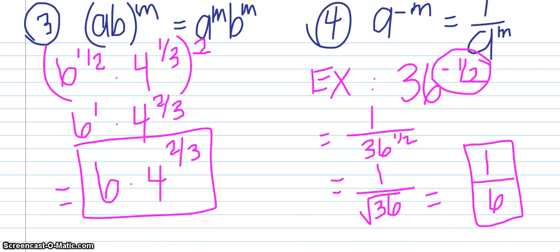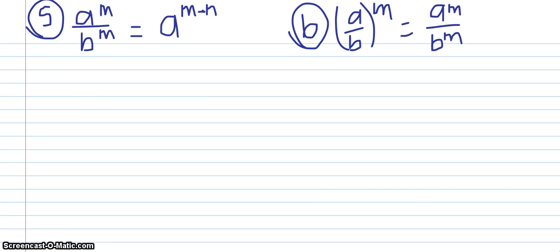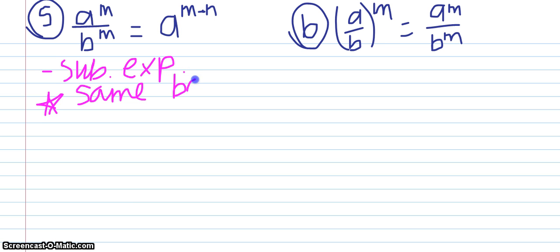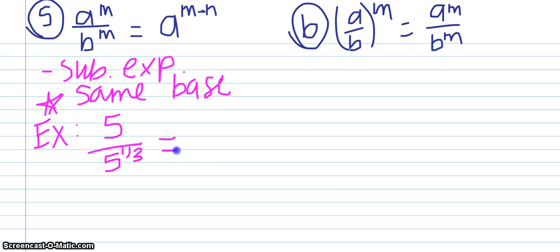The next property I'm going to look at is when I am dividing, so I have a to the m divided by a to the n, so I need to subtract my exponents, and remember that these must be the same base. So we have an example of this. If I have 5 over 5 to the 1/3 power, I need to subtract my exponents.